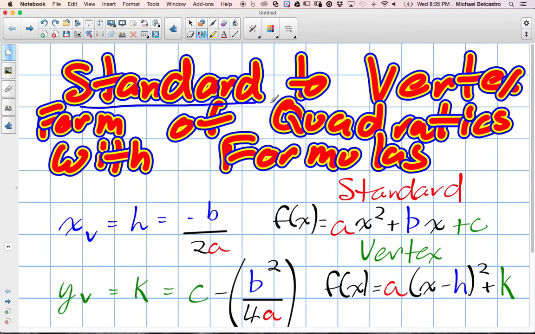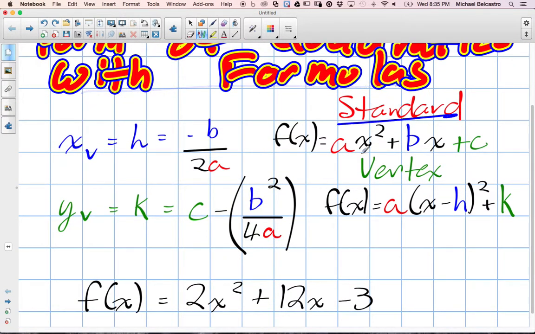We're looking at going from standard to vertex form of a quadratic using formulas. It's a pretty long title, but usually what we do is complete the square. So I want to specify that we're going to do something a little different here. Our standard form of a quadratic is written like this, and our vertex form like this.